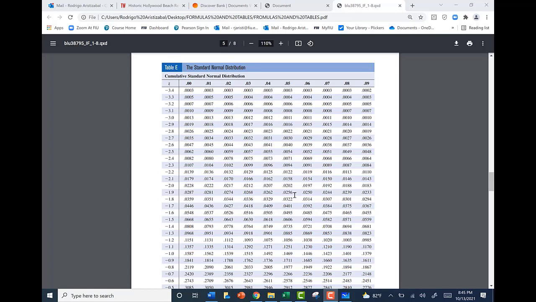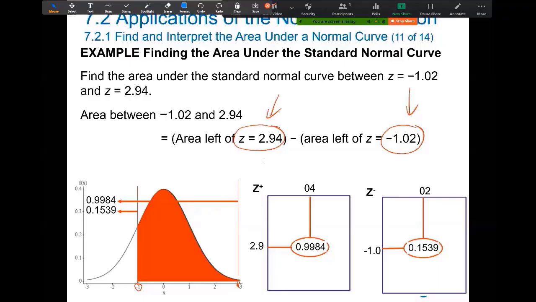Then the probability to the left, or area to the left, of negative 1.02: negative 1.0 is here, and the second decimal 2 is here. In this intersection, the area to the left is 0.1539. Then the area in the middle should be the difference of these two areas. It's exactly 0.84. That is the area between negative 1.02 and 2.94.